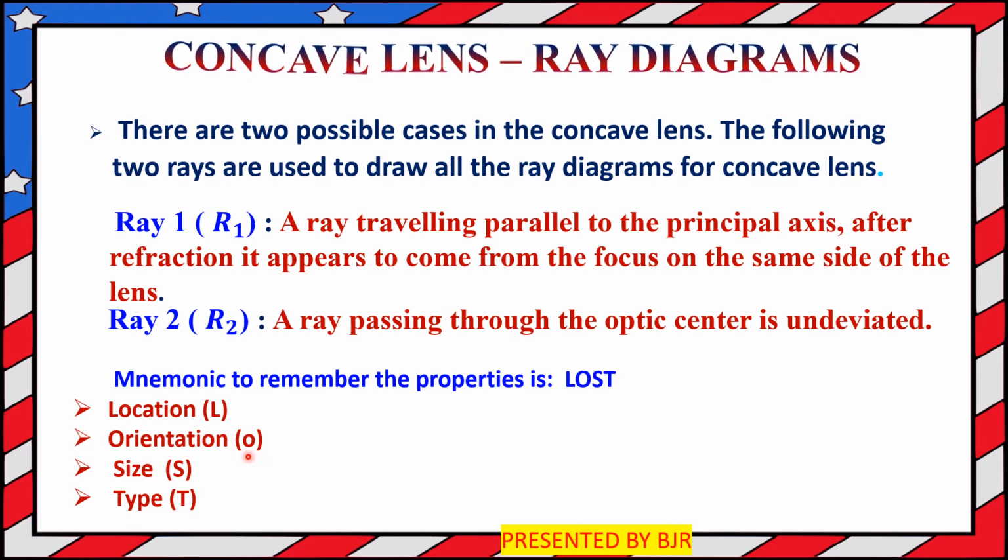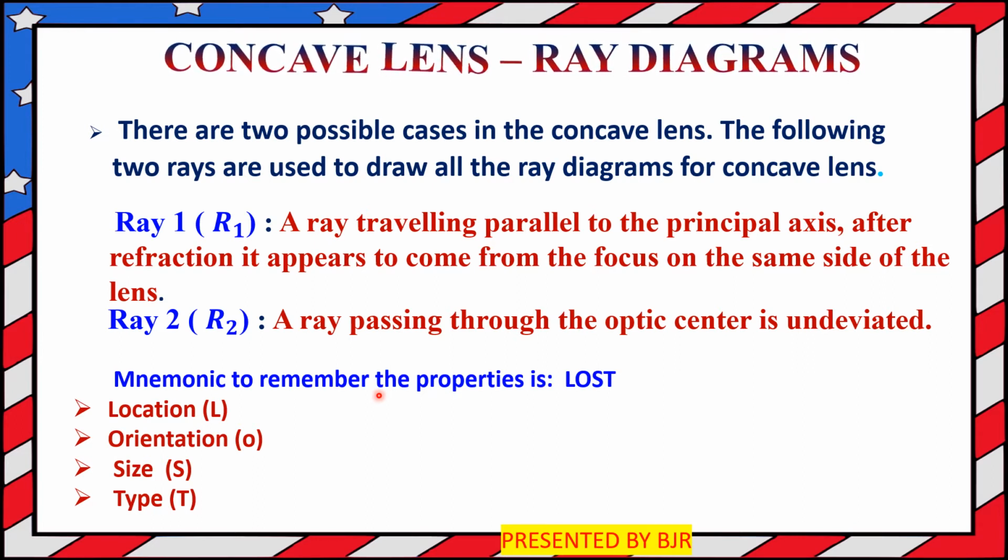Next, orientation means is the image formed inverted or erect. Size means is the image formed magnified or diminished, that is the size of the image. And type means whether the image is a virtual image or a real image. So this is the mnemonic I am going to use to remember the properties order in all the cases, that is in both cases, because in this concave lens we have only two possible cases.